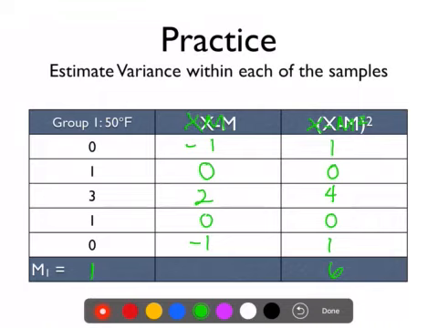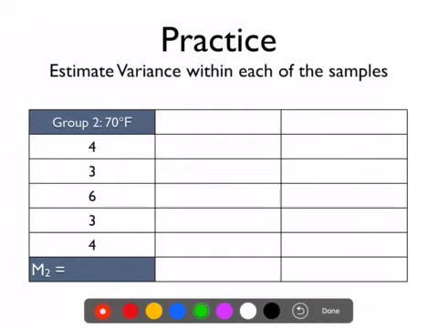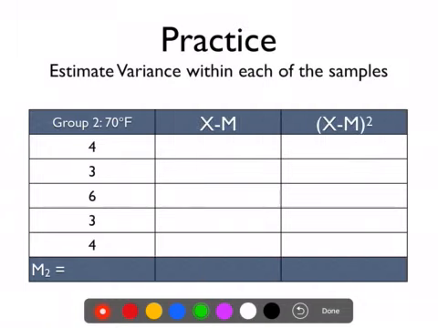That's our sums of squares for group 1, the 50 degrees group. For group 2, we're going to do the same thing. We calculate our mean for the scores, and we get a mean of 4. We'll subtract that from each value.